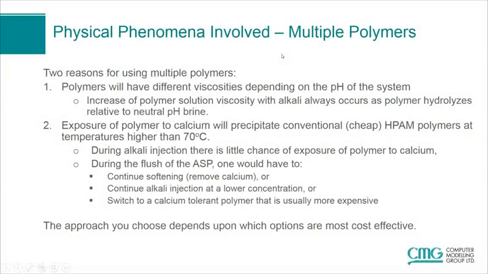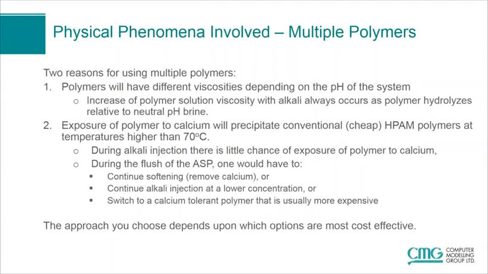Now, another phenomenon is the requirement to use multiple polymers, and this is usually when polymer is injected with alkali, as in an ASP flood. So one of the first reasons is that polymer will have different viscosity depending on the pH of the system. As you inject alkali, the pH will go up, and an increase of pH will cause an increase of the polymer viscosity. So that's one reason why you want to use multiple polymers.